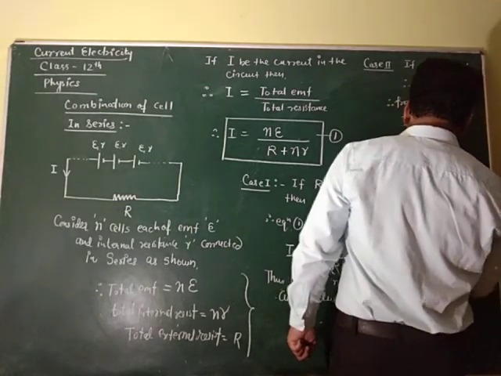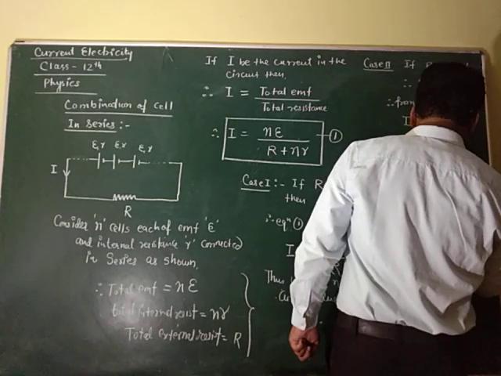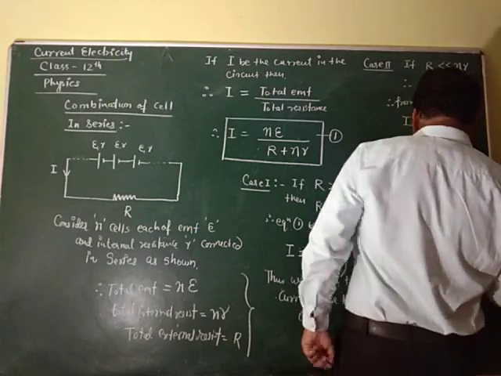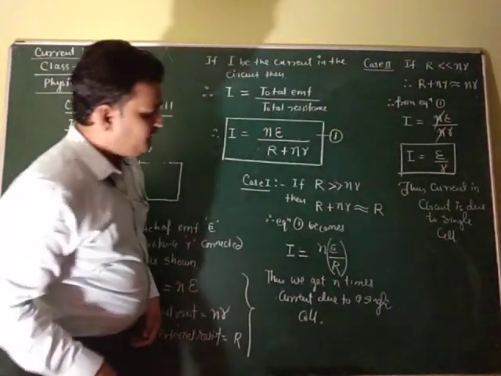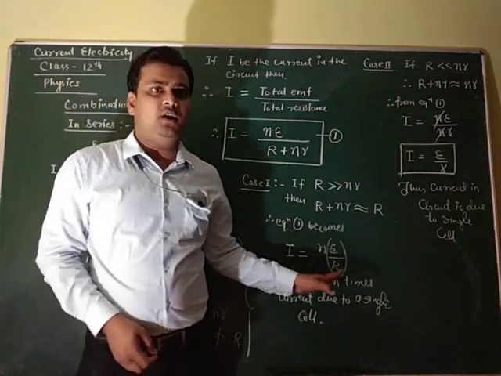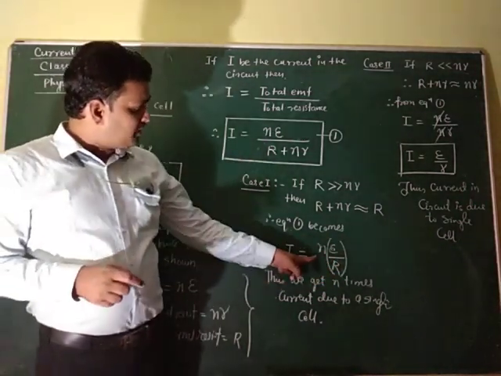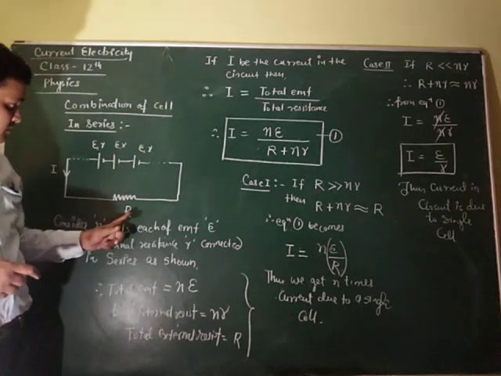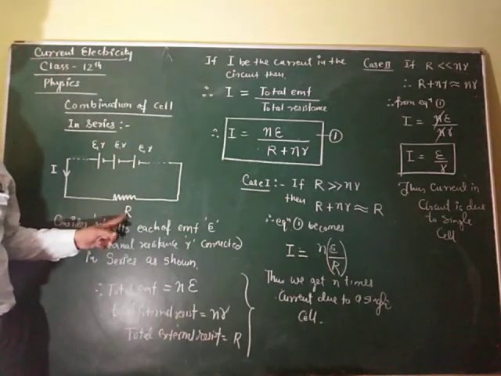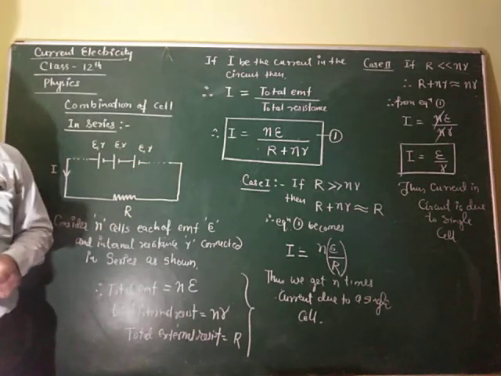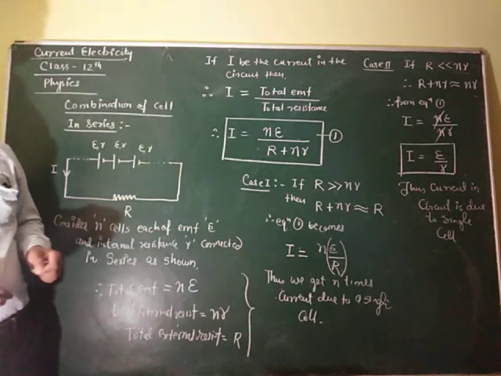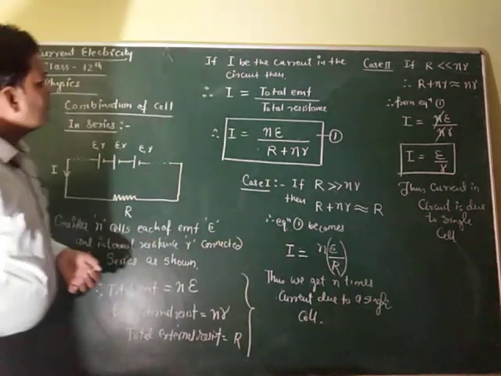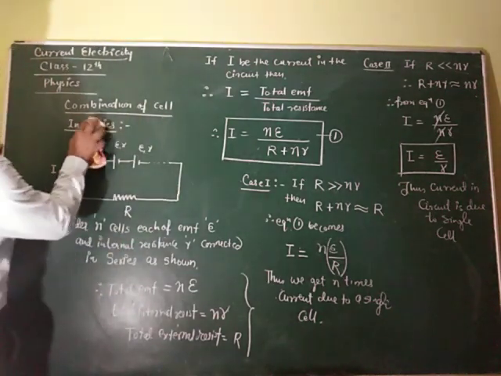Thus the current in the circuit is due to a single cell. What do you conclude from here? If you want n times the current, then we must add all the cells in series combination, provided R is greater than all the internal resistances. That is why we always connect cells in series to get n times the current. Okay, so next we will study parallel.